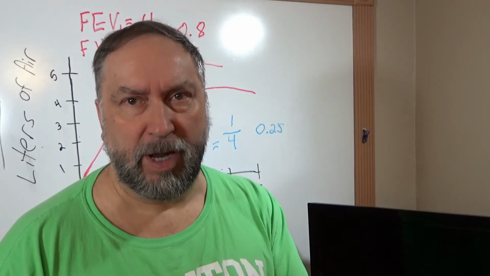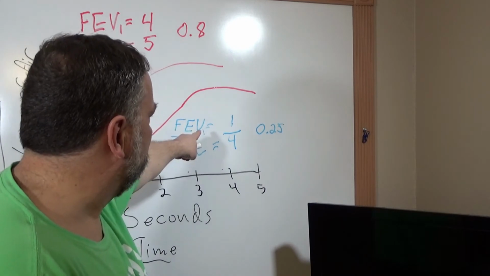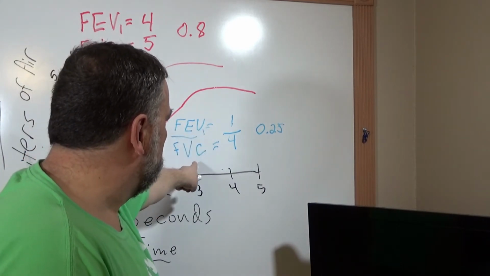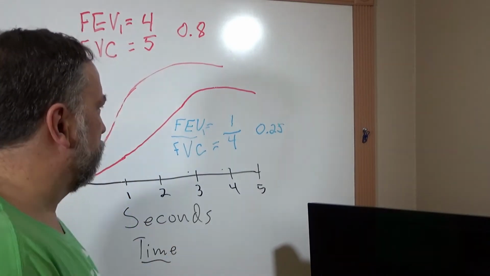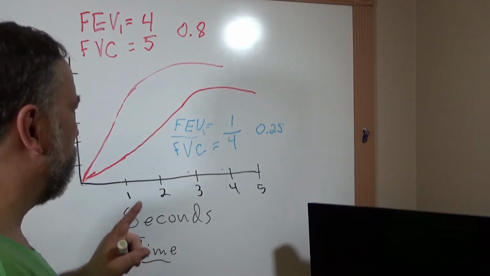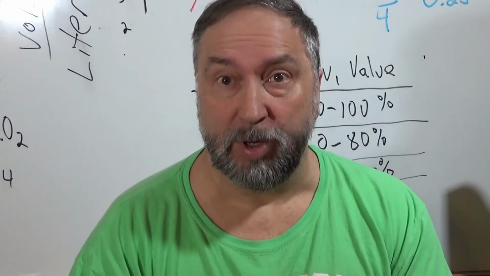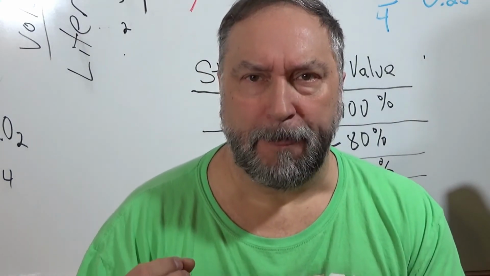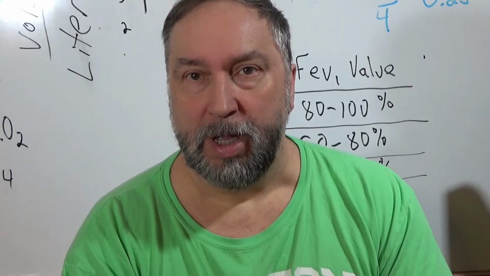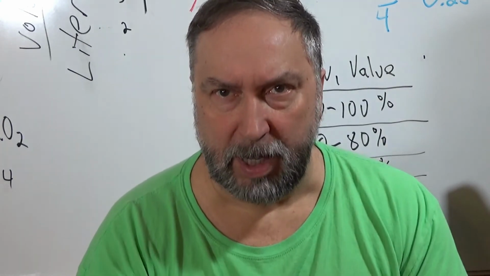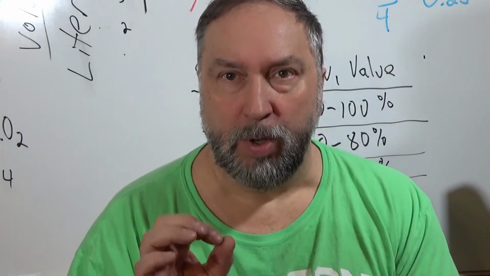Now we've already figured out that we have an obstruction, because we did our percentage here of forced expiratory volume in 1 second, percentage of your full vital capacity, right? So that's how you figure out that they have an obstruction. Now you want to stage the obstruction. Okay, so now we've established that we have an obstruction because your FEV divided by your full vital capacity was less than 0.7, right? So less than 0.7, we have an obstructive process.